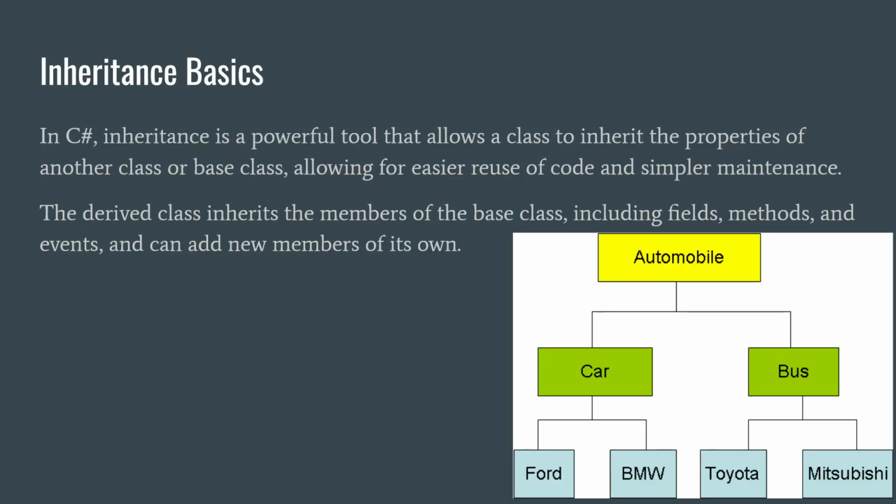All right, inheritance basics, right? Well, in C sharp, inheritance, or in really any programming language, right? Inheritance itself is a very, very powerful tool, which allows a class to inherit the properties of another class or base class, allowing for easier use of code and simpler maintenance. And the derived class, which inherits the members of the base class, including fields, methods, and events, can add new members of its own.